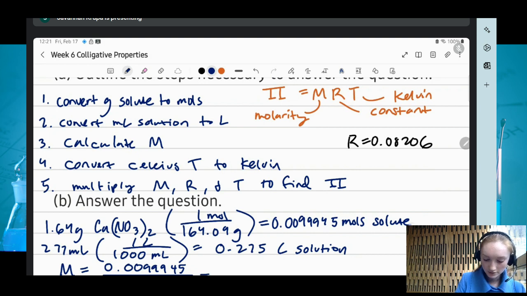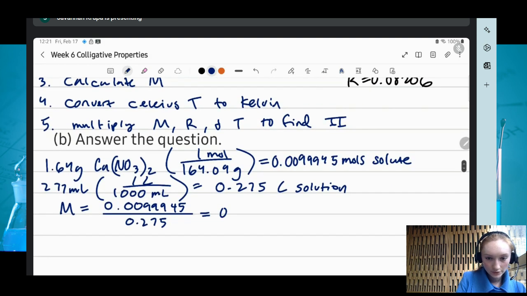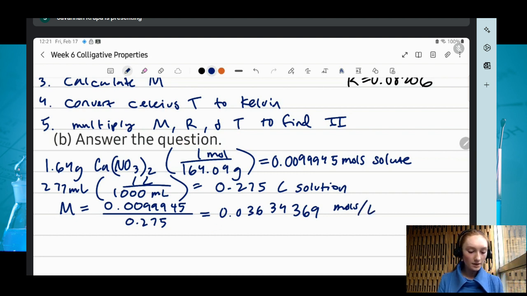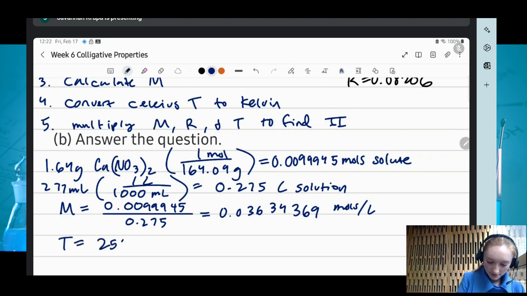Which will give us a value of 0.03634369 moles per liter. And so now we have the molarity, and step number 4, we set to convert Celsius to Kelvin. The conversion from Celsius to Kelvin is going to be the 25 degrees Celsius that we had, and all we have to do is add 273.15, and that will give us the conversion to Kelvin. And so now in units of Kelvin, it will be 298.15.